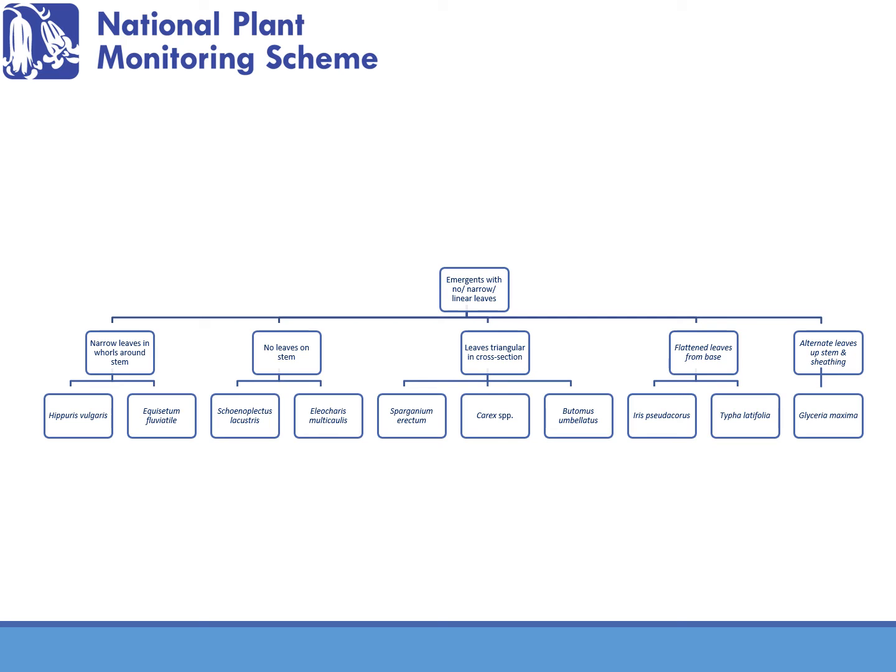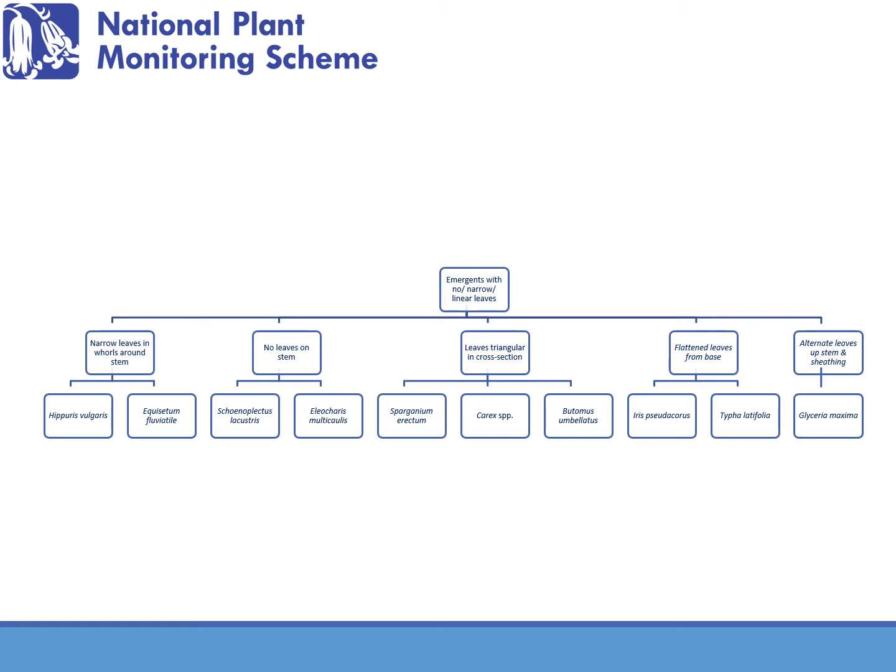Ways of telling the different emergents apart then, looking at our little key. We're going to start first of all looking at those emergent species which either don't have any or very narrow linear leaves. And within that group we've got those which have got narrow leaves in whorls around the stem. There are 2 species we're going to look at: Hippuris, mare's tail, which we've already talked about, and water horsetail. We've got those emergents which don't have any leaves on the stem, and we're going to talk about Schoenoplectus lacustris and spikerush, Eleocharis multicaulis.